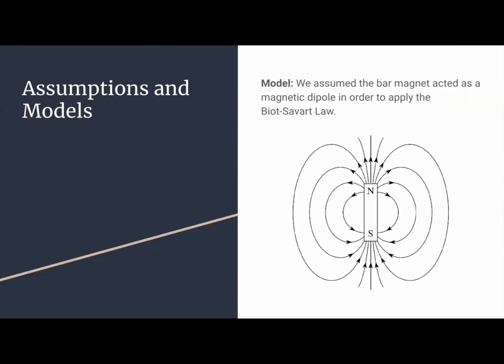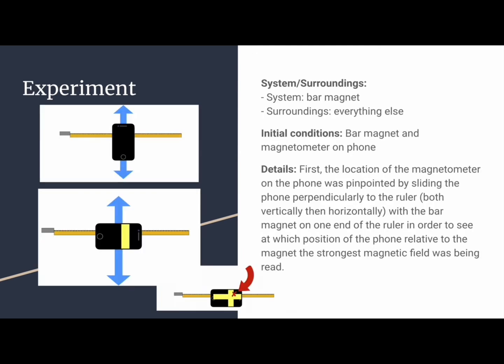For the assumptions and models, we assume that the bar magnet acted as a magnetic dipole in order to apply the Biot-Savart law. For the experiment itself, the system was the bar magnet while the surroundings were everything else, and the initial conditions were the bar magnet and the magnetometer on the phone.